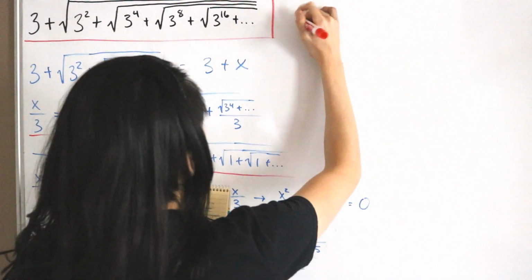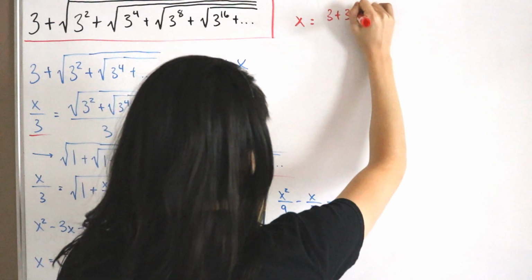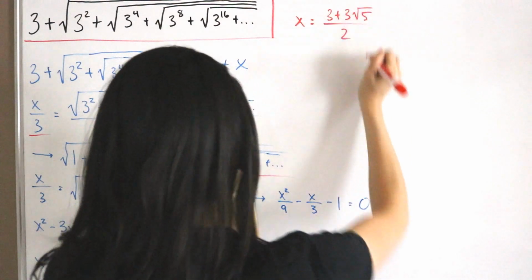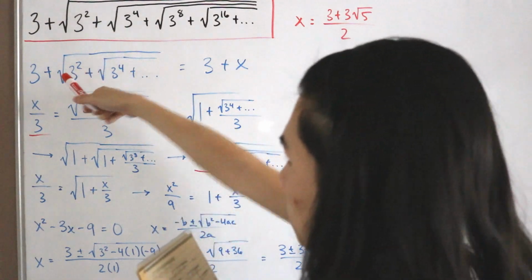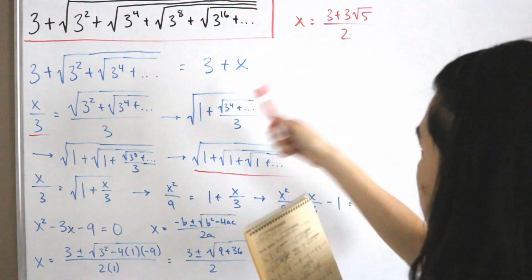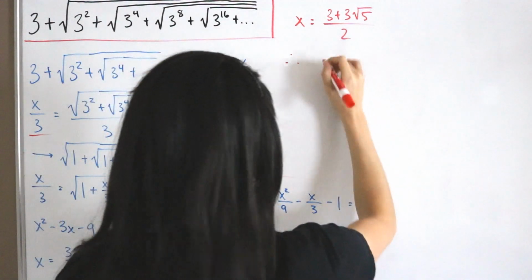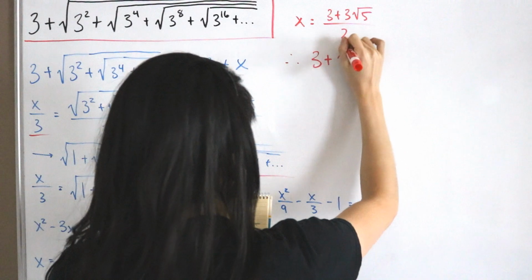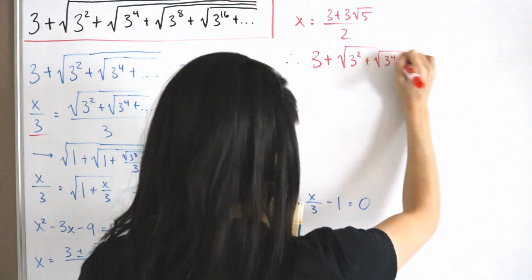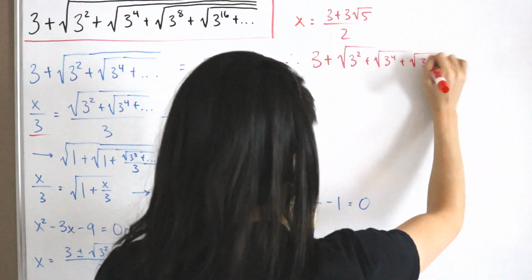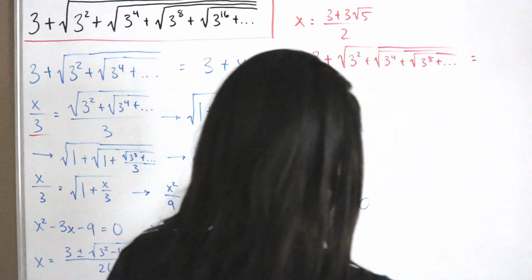So let's put that back in. x is equal to 3 plus 3 times the square root of 5 divided by 2. And with just that, all we have to do is plug this back into the equation where we said 3 plus x. So we just substitute that in. Let me put this in terms of our given: 3 plus the square root of 3 squared, add this with the square root of 3 to the power 4, add this with the square root of 3 to the power 8, and so on.